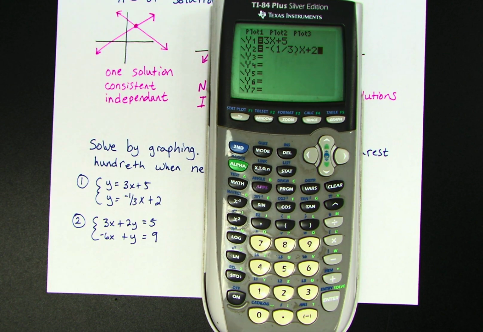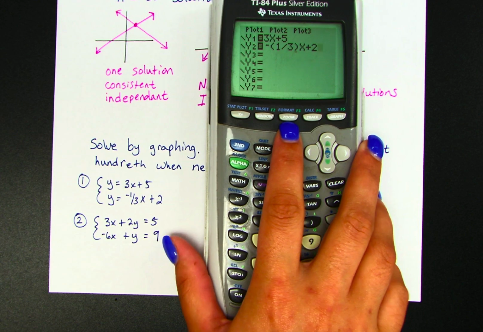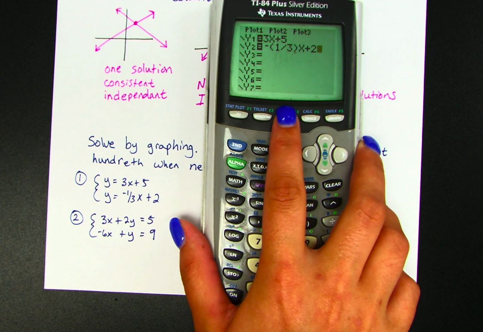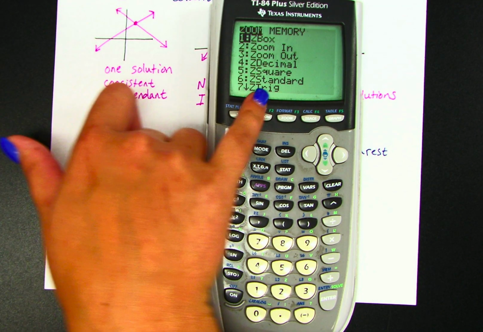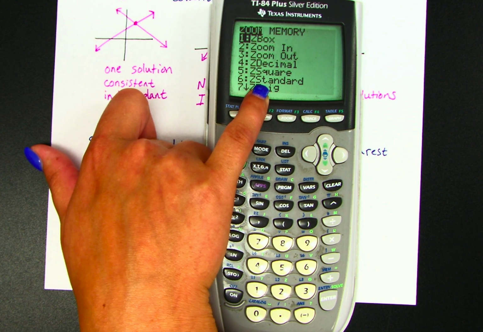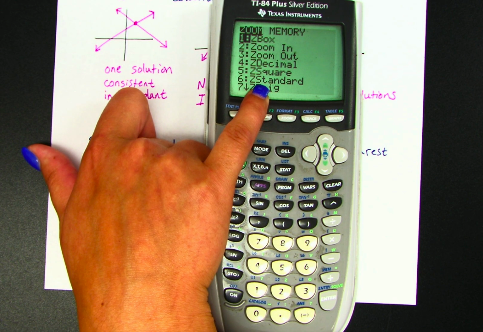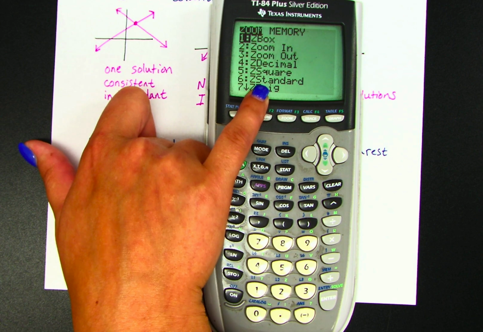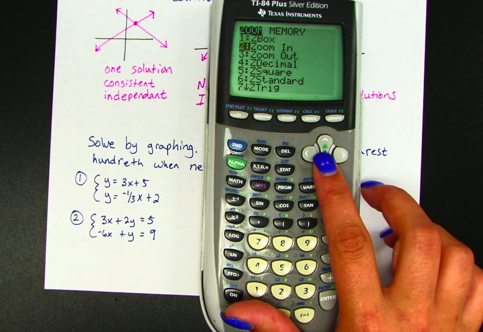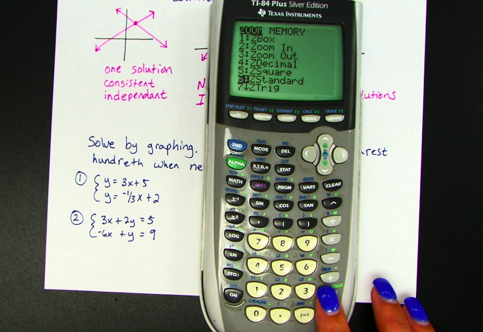So now that we have our equations typed in, I don't remember what my window is, so I'm going to go up here to this zoom key in the middle, and then I'm going to go down to where it says standard. This is always a good starting point when we graph because it's going to automatically put your window into a -10 to +10 for both the x and the y.